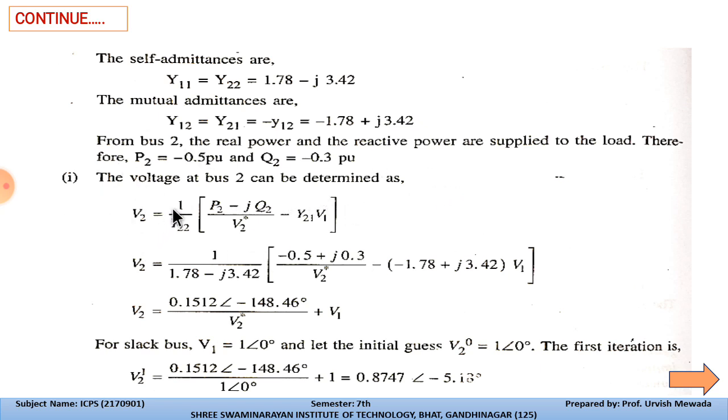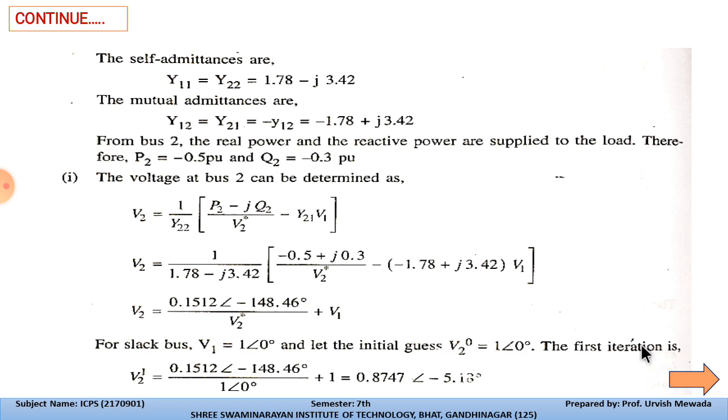V2 is equal to 1 upon Y22, this is the second bus admittance itself, times the apparent power P2 minus jQ2 divided by V2 conjugate, minus Y21 V1. This is the equation in which we put the values and find the value of V2. For the slack bus, V1 is equal to 1 at angle 0, because we have considered this bus as the initial bus, or we can say a large generator which is connected with the slack bus. So let the initial guess V2(0) be 1 at angle 0.